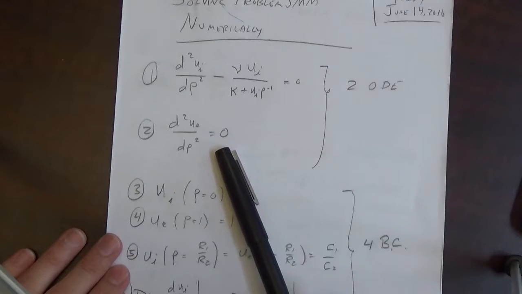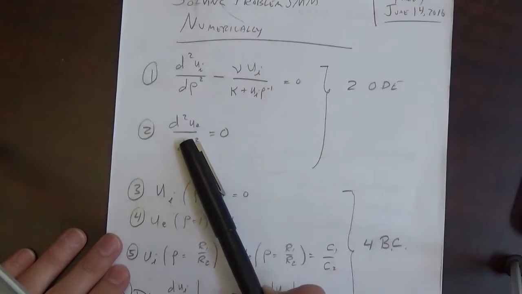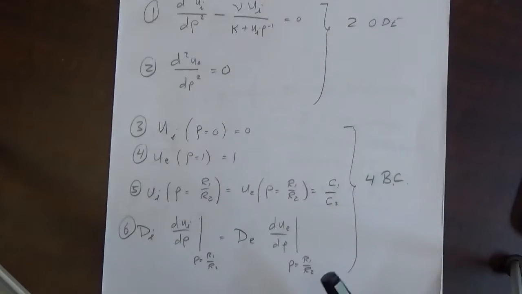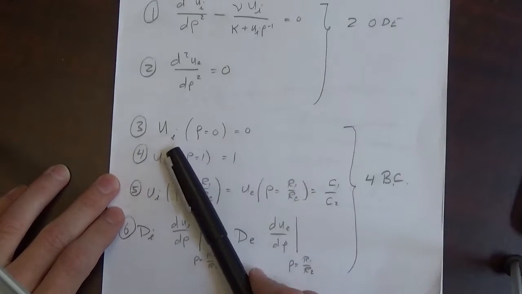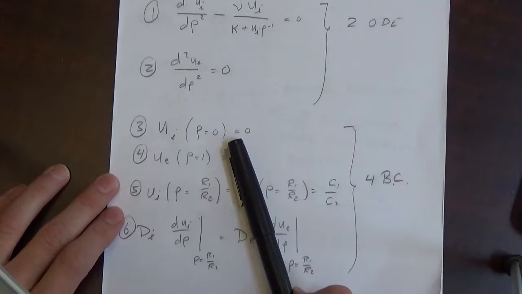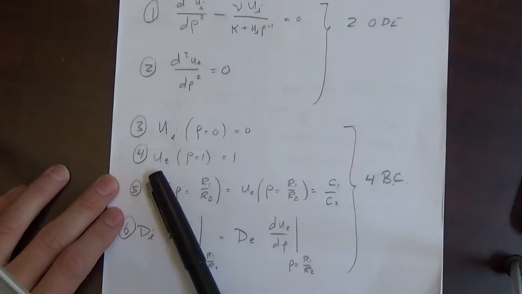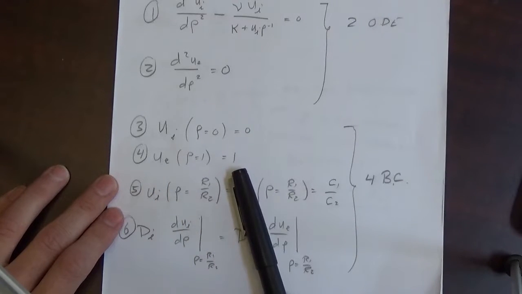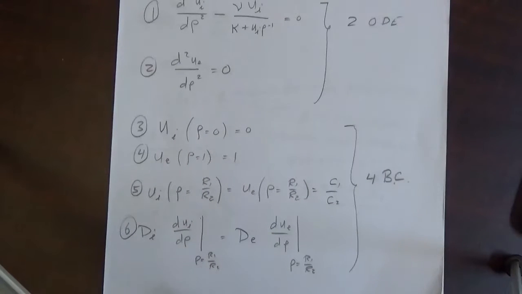So with these two ordinary differential equations, each one being second order, we need to have four boundary conditions. Our first boundary condition is that the interior solution at rho equals 0 is equal to 0, and the exterior solution at rho equals 1 is equal to 1. So remember, our rho is our dimensionless expression of distance, and we have that being valid for the range of 0 to 1.